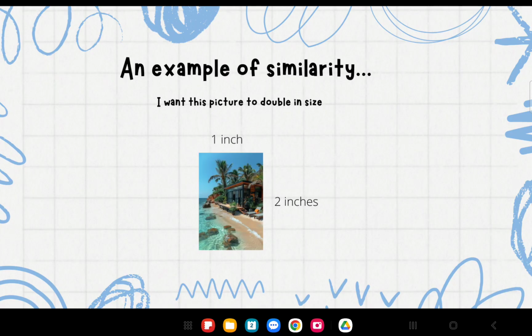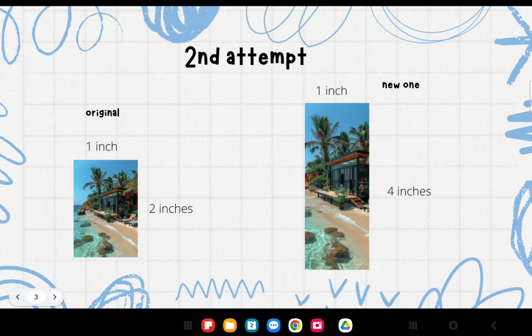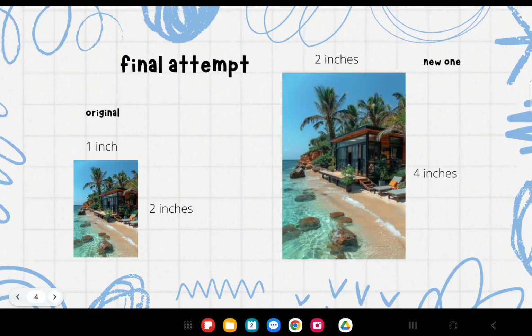And real quick, I want to start with a very quick story about similarity. Just what does that mean? So let's say I take this picture and I go to CVS to the photo counter and I say I want this picture to double in size. And let's say they give it to me the first time and I say, oh, you've only doubled the width, not the length. They say, oh, I'm sorry, let me try again. And then they give it to me again and they've doubled the length this time, but not the width. So they say, oh, my bad, I got you. And then finally, here we go.